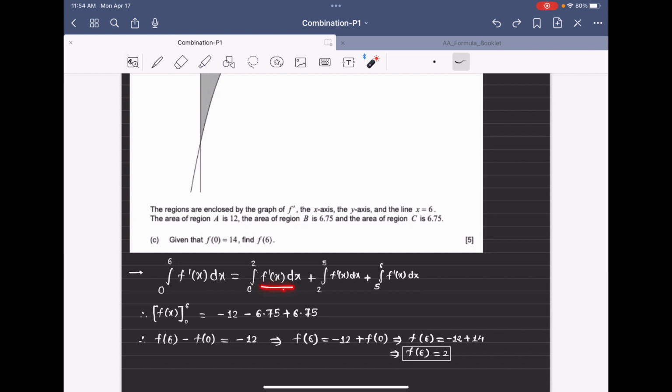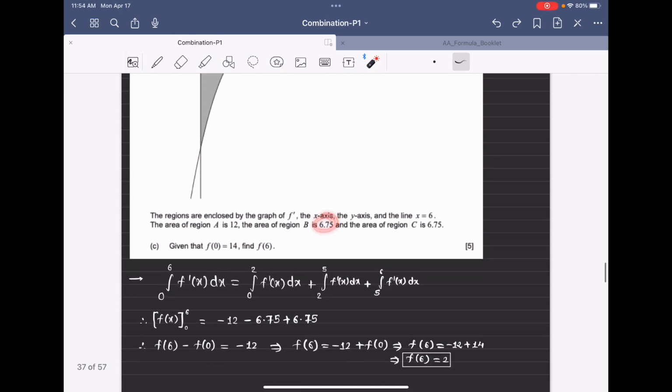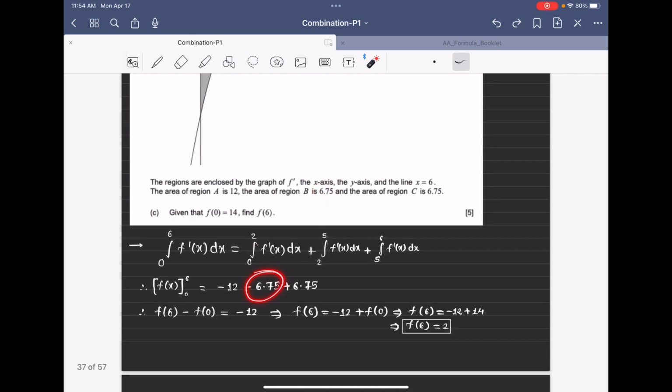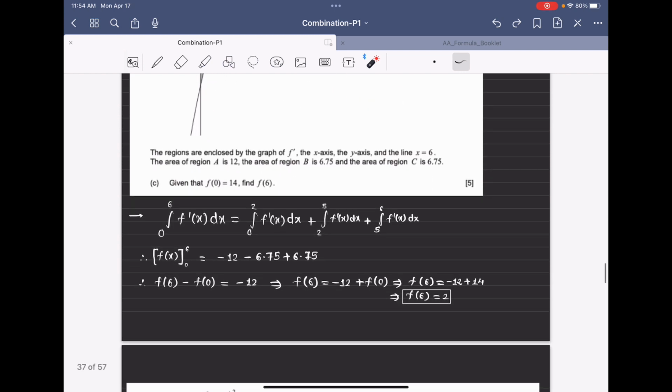Integration of f dash x dx from 0 to 2 we already know, that is 12. I'm writing minus 12 because it is below the x-axis. Integration of f dash x dx from 2 to 5, we already know, which is 6.75. I'm below the x-axis, so minus 6.75. But integration of 5 to 6 f dash x dx is above the x-axis below the curve, so I'm still writing plus 6.75. Now this will get cancelled. Here we are left with minus 12.